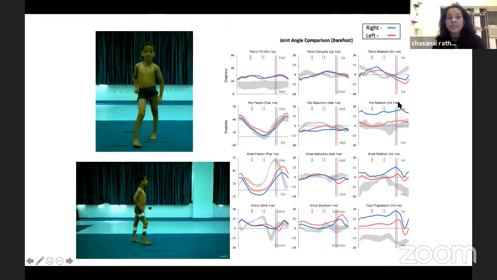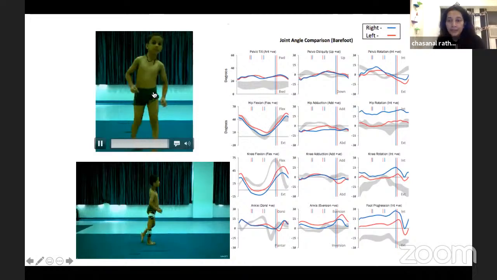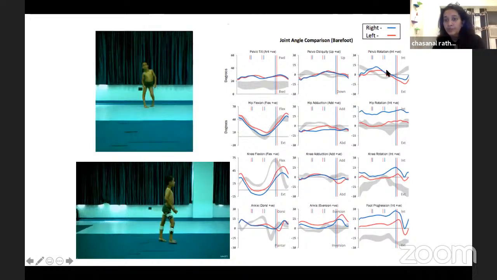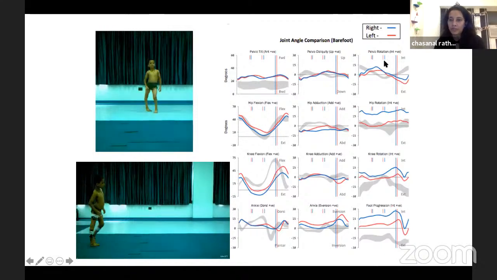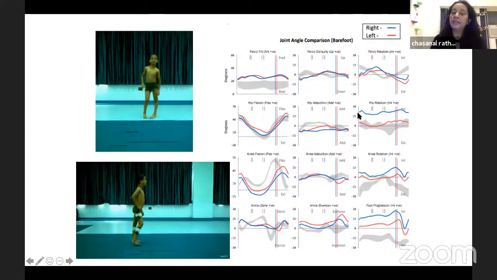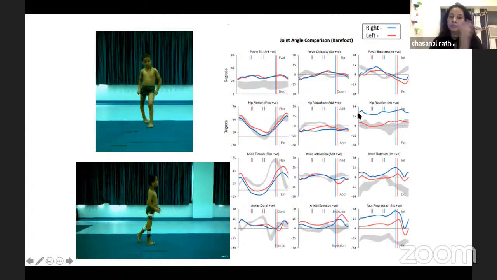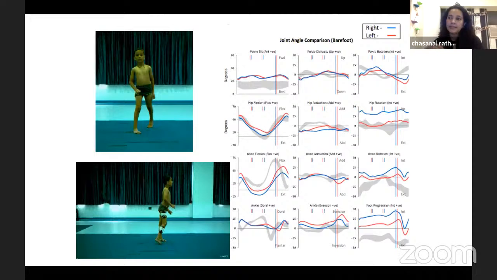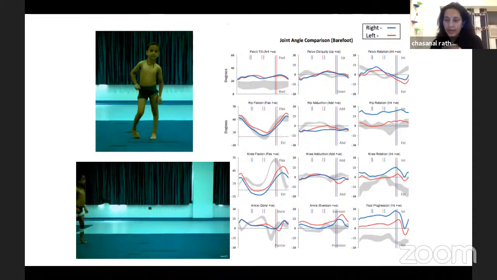Coming to the rotations, yes, there is a lot of pelvic retraction and protraction. If you see, ideally it should have been this, but there has been a reversal of the graph. And the hips, as we saw, were in anteversion. So looking at the CT, that is the femoral neck, which was in anteversion.